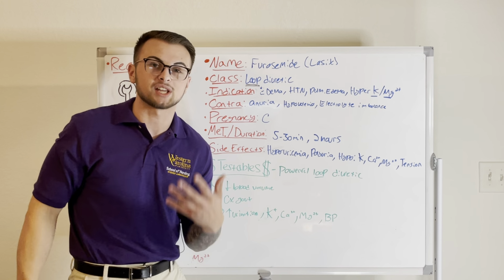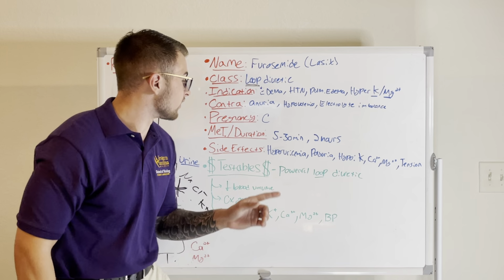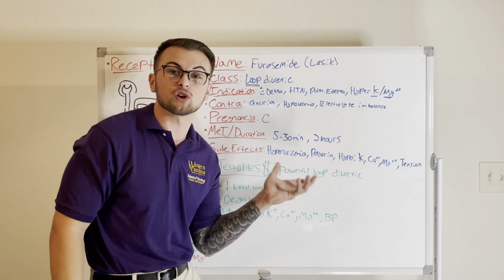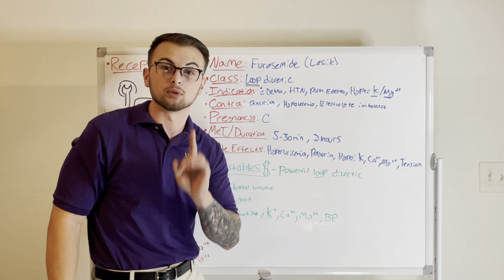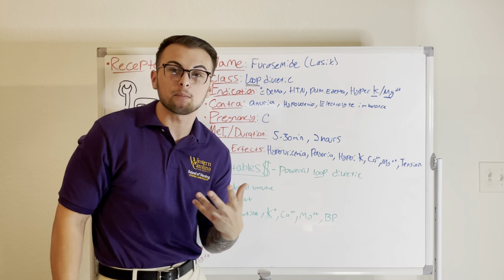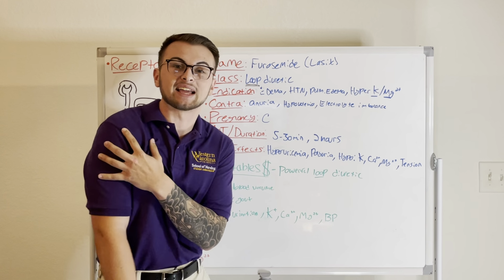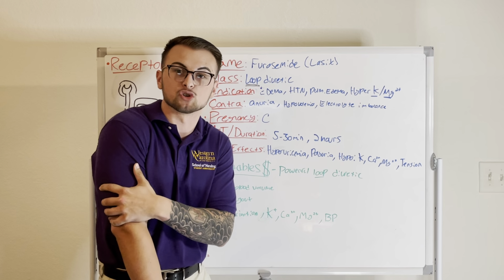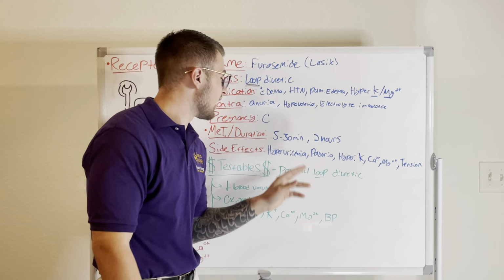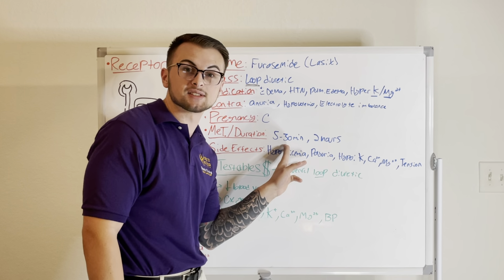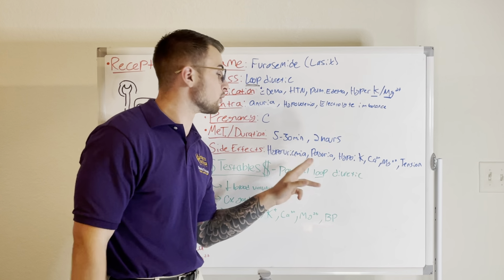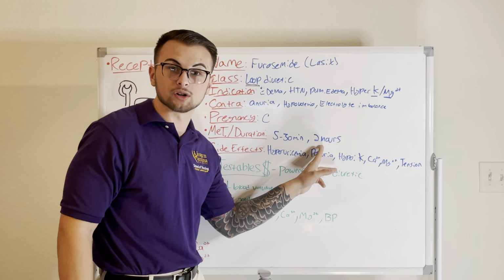Now that we understand this, you should understand that this drug will raise uric acid levels in the blood. This means that your gout patients will be more likely to have gouty arthritis flare-ups in their joints. This drug has an onset of about 5 to 30 minutes, depending on the route, and it'll have effects that last for 2 hours.